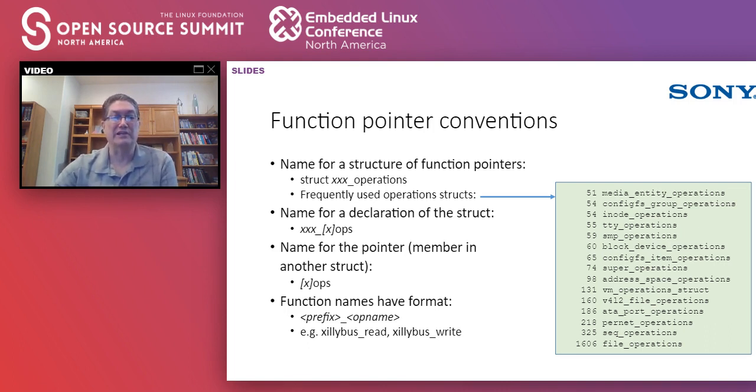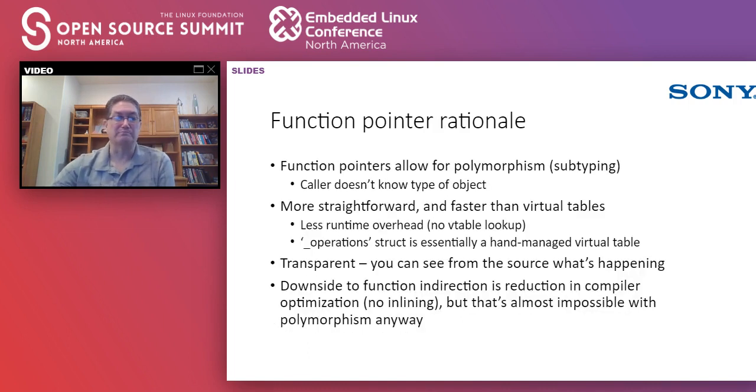And then the name for a declaration of the structure is something_ops or fops or something like that. And the name for the pointer member, which is a member in another structure, is just the something_ops. And then the function names themselves, the things that you assign into the structure, the convention is you have a prefix which is driver specific or subsystem specific, and then an underscore, and then the operation name. And if everybody follows these conventions, it makes it easier for people to follow the code.